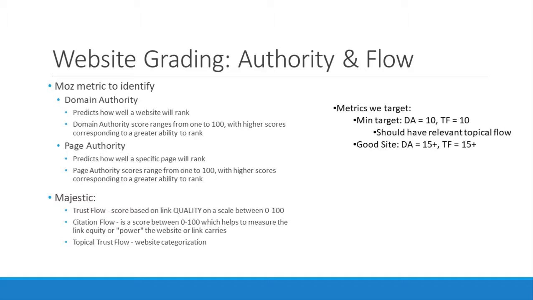Then we have citation flow, which helps us measure the link equity or power the website carries. That is also a spam trigger as well. If there's too much citation flow and not enough trust flow, and our balance is off by half, which we'll talk about in the Majestic video, then that could be potential spam as well.